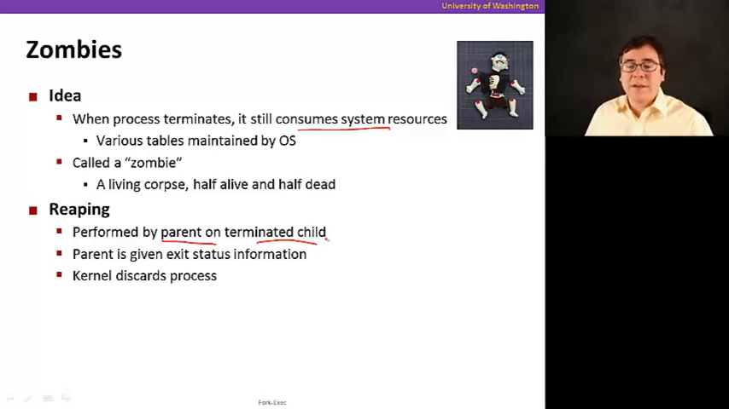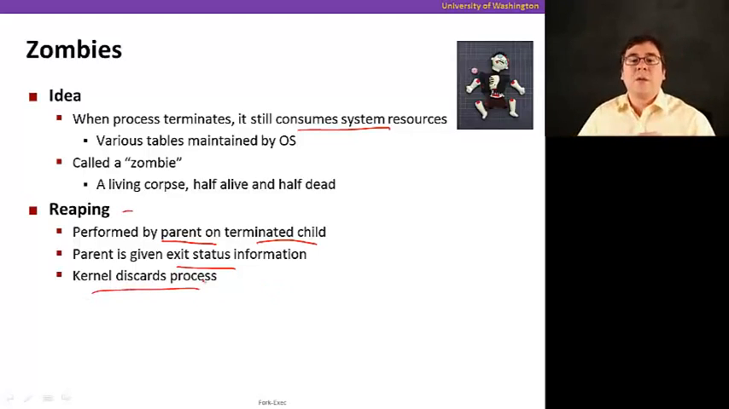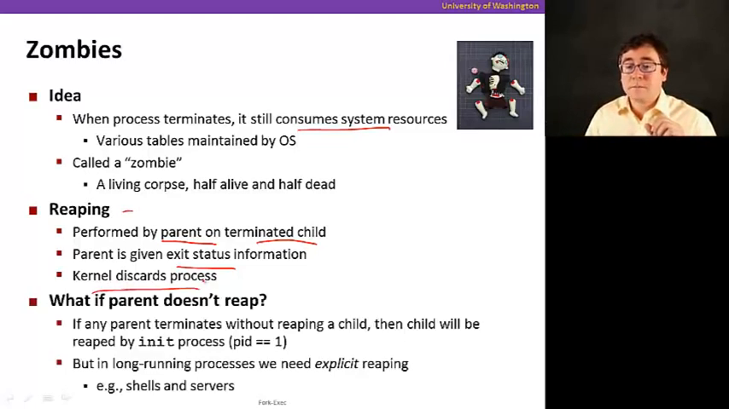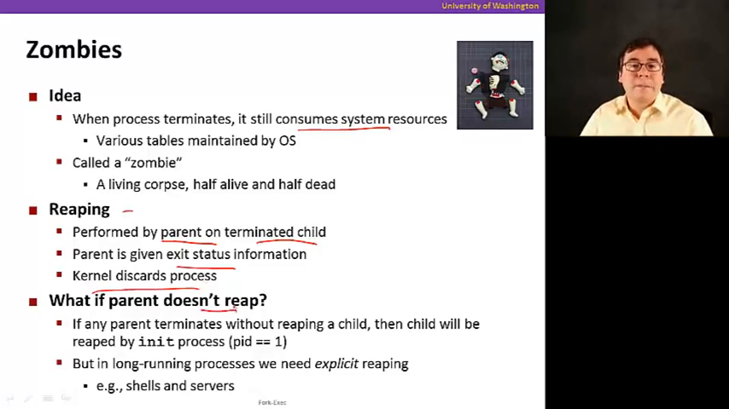When a parent process creates a child process and the child process exits, dies, the parent is given its exit status information, and the reaping process tells the kernel to discard whatever was left from the process and recycle those resources. Now, what if a parent doesn't reap? Well, that could be a problem if the parent runs for a long time.